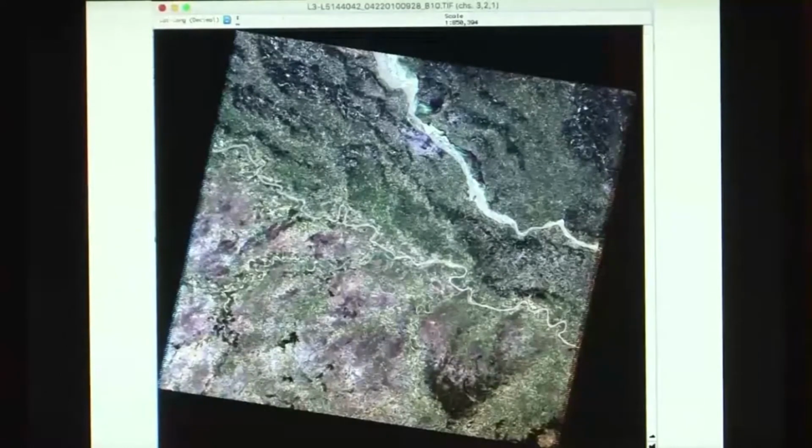This is a true color composite of what you will see from a great height. It depicts how the earth's surface would appear to the human eye. We are seeing various colors in this image. The blue color shows us the river Ganga. The green colors show us different kinds of vegetation and so on.